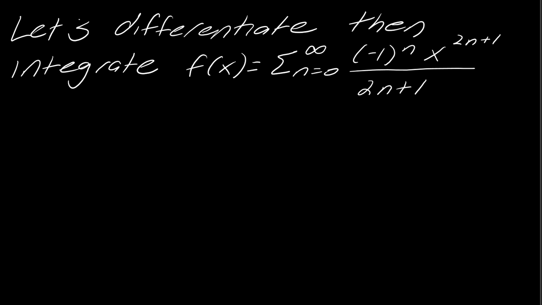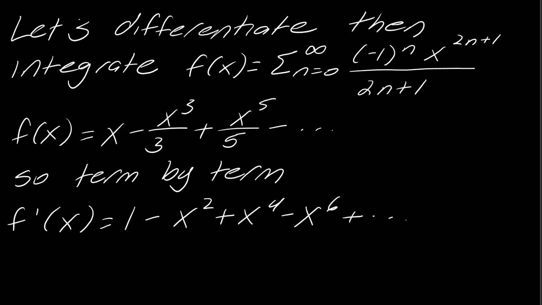What's interesting about this is that it can actually have strange results for different types of series. So we're going to differentiate and then integrate this, but something surprising is going to happen. First of all, if I think about this series here, the sum of (negative 1) to the n, x to the 2n plus 1 over 2n plus 1, and I write out a few terms of that, what do I get? I get x minus x to the third over 3 plus x to the fifth over 5. So this has obviously odd exponents over odd coefficients.